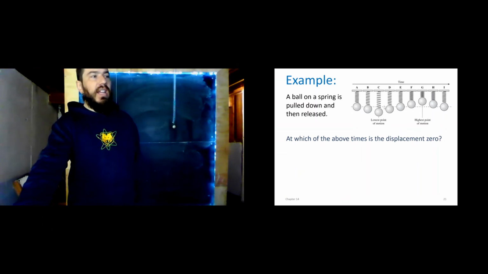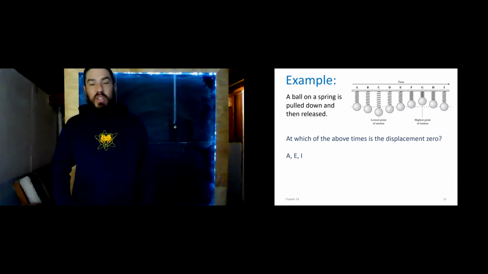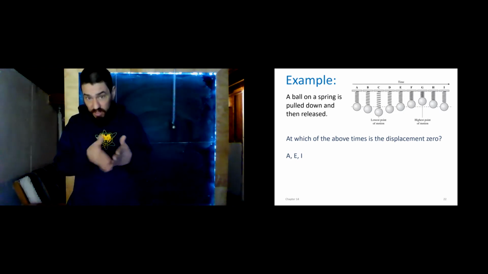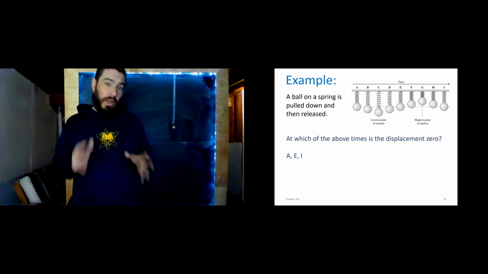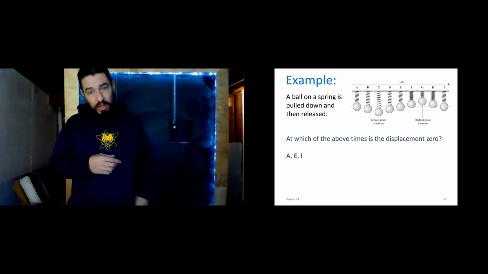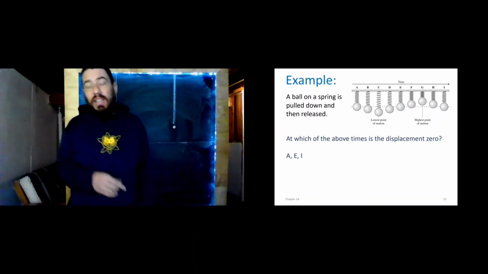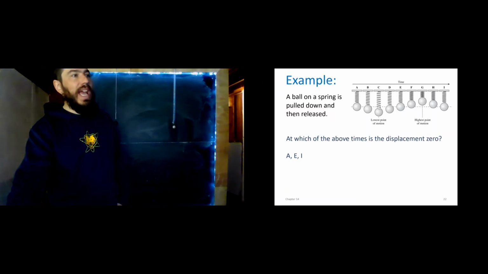Well, this line right here through the middle represents the equilibrium position. That is where we define the displacement to be 0. So we say x is 0 or y is 0 or whatever variable we're using to describe that displacement. 0 is always at the equilibrium position. Remember, we get to pick our coordinate system, and we should pick one that makes it easiest to solve the problem. It's easiest to pick 0 at the equilibrium position. So that would be A, E, and I.